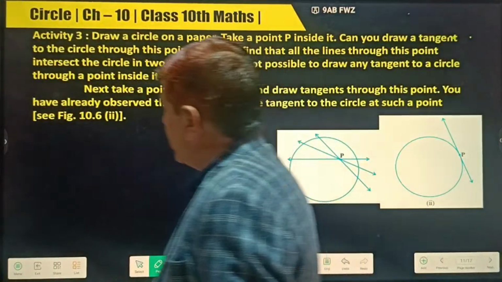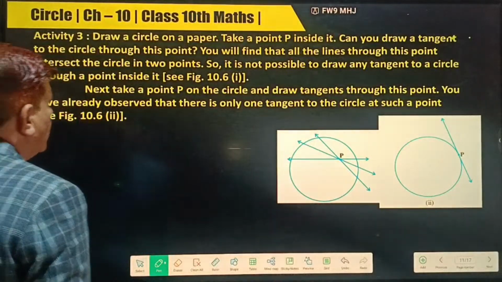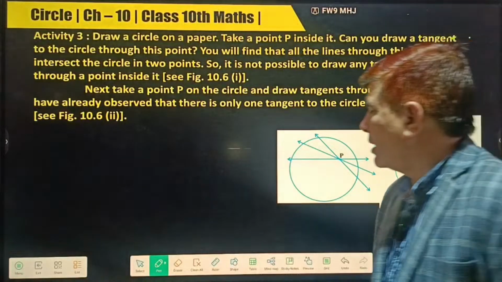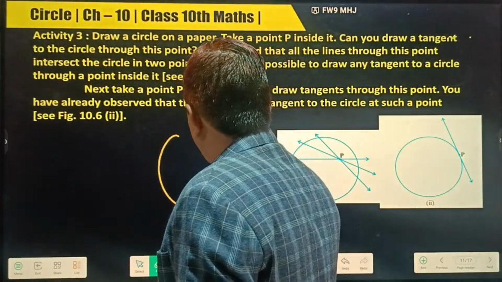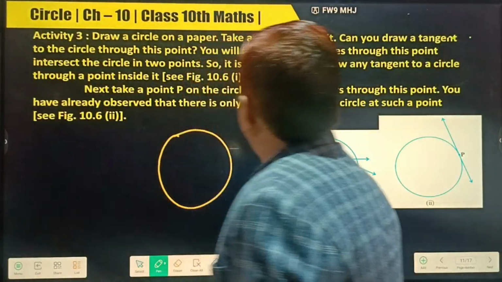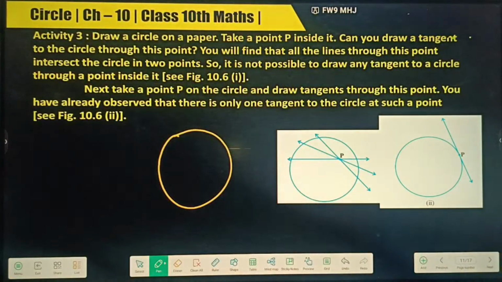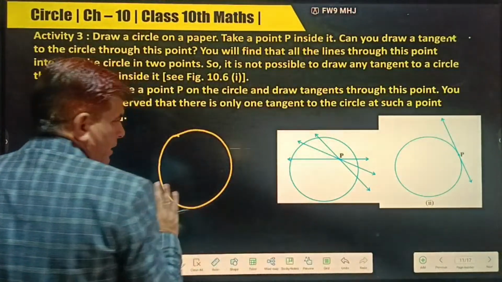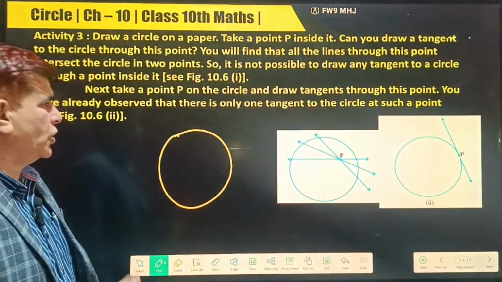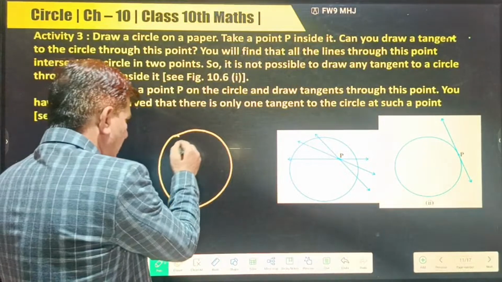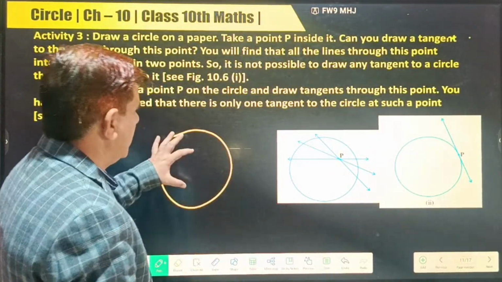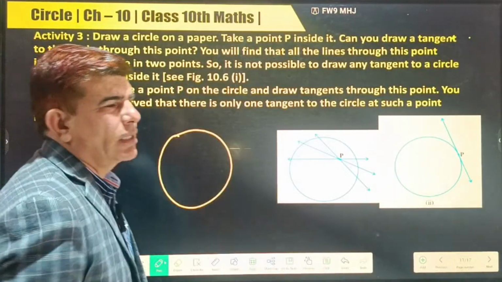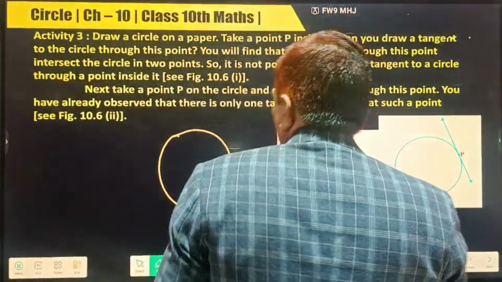So this activity is given to you. What's the activity? Draw a circle on paper. So you can draw a circle on paper. So this is a circle. Take a point P inside it. So this plane is divided by this circle into three parts. One is inside the circle, another is the boundary of the circle, and the third is outside the circle. So three possibilities are there.